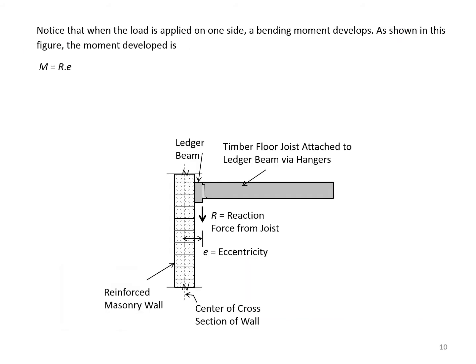Notice that when the load is applied on one side, a bending moment develops. As shown in this figure, the moment developed is M equal to R multiplied by E. E is the eccentricity of the applied load, R is the reaction from joists.